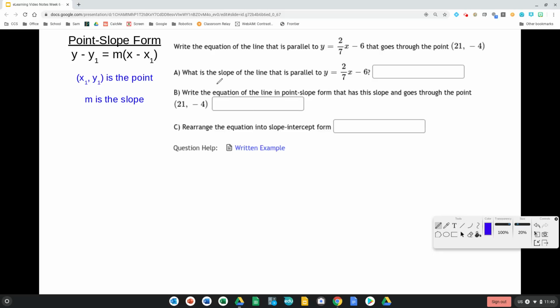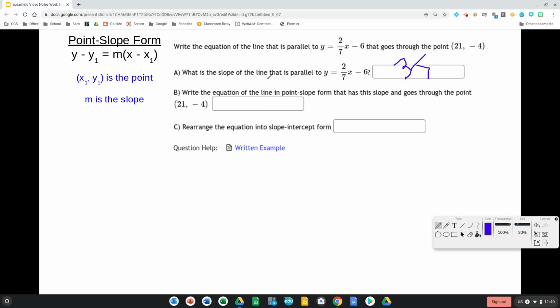It'll show you an example to hopefully help you figure out what you need to do. Okay, so first of all, what would the slope of this line that's parallel to y equals 2/7 x minus 6 be? Since it says parallel, that means we don't do anything. We're going to keep that same slope. Since this one is 2/7, our parallel slope is going to be 2/7. Now we just need to write the equation in point-slope form.